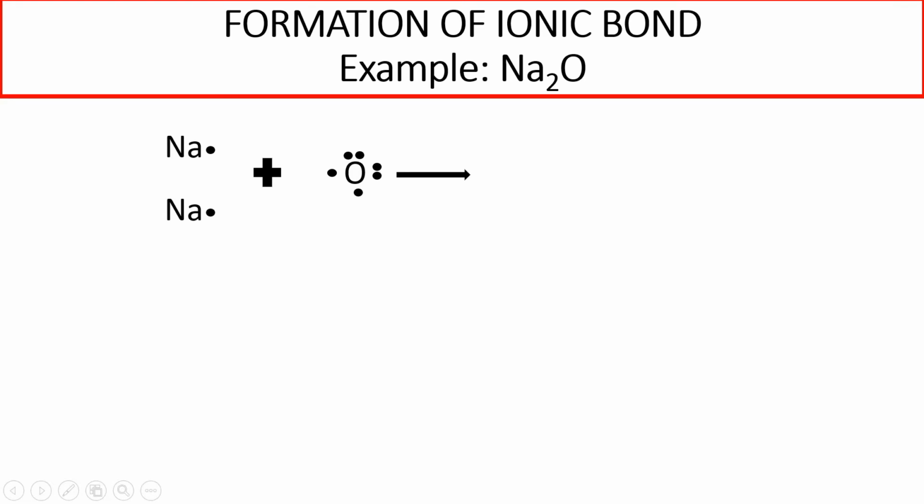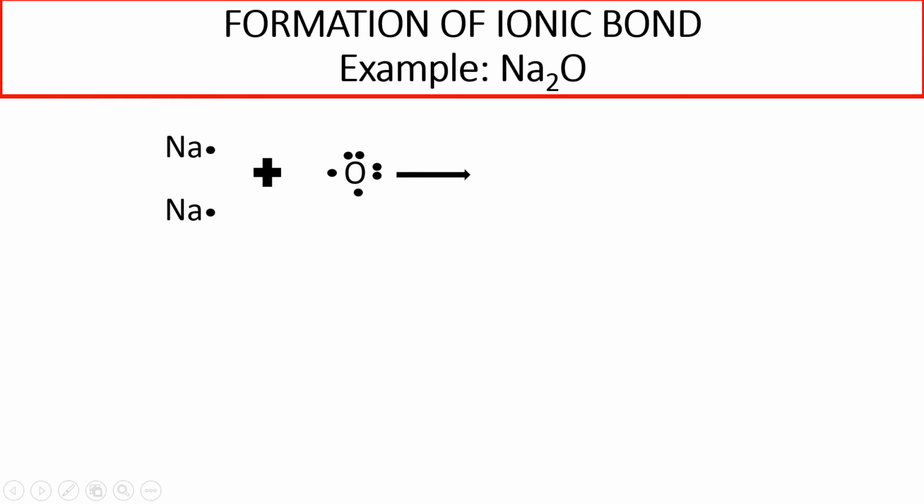Oxygen from group 16 has 6 valence electrons, represented by these 2 pairs of dots, and another 2 are single. So this is what we call the Lewis dot symbol. In order to form ionic bond, we need to form the cation and anion first.